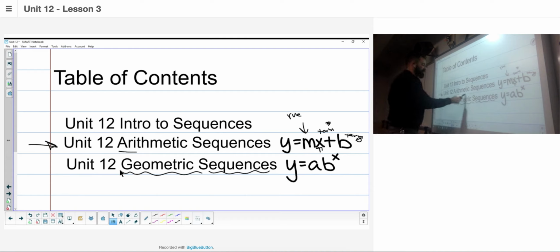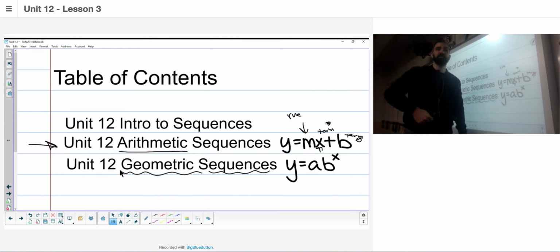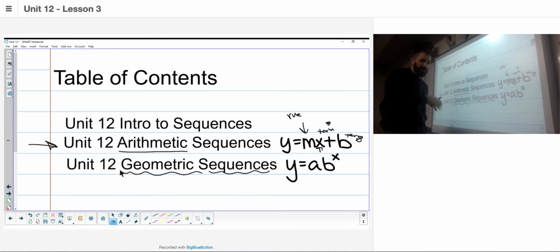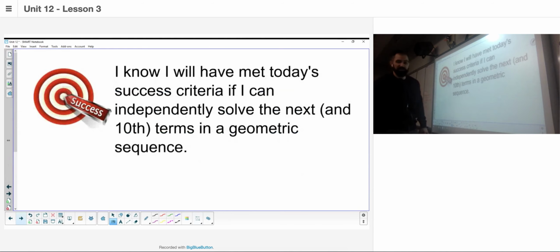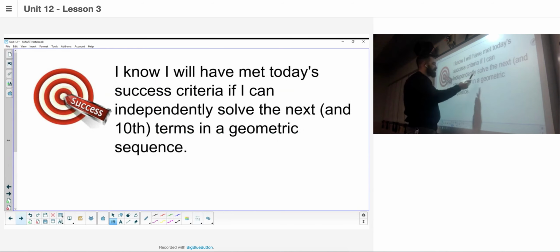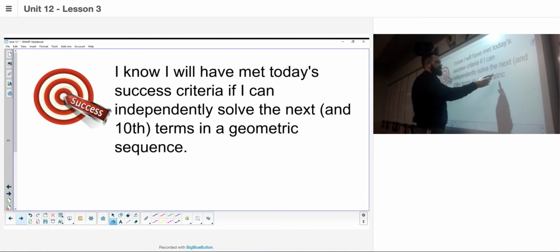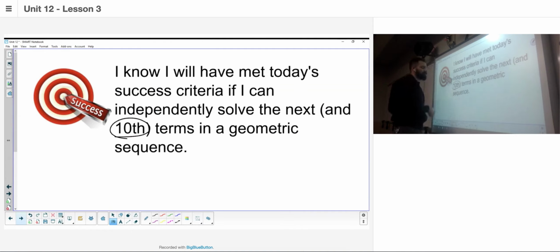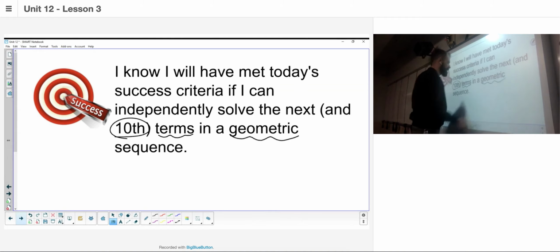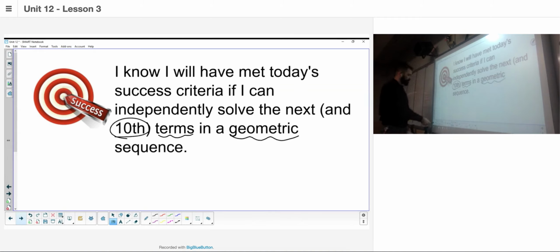Remember, with arithmetic sequencing, we were adding or subtracting the same number over and over. With geometric sequencing, we talked about on the first day of this unit that it is multiplying or dividing the same number over and over. I want to make sure we can figure out how to do that. Success criteria: I know I have met today's success criteria if I can independently solve the next, 10th, or whatever term I give you, in a geometric sequence.